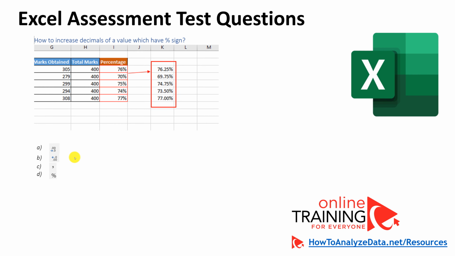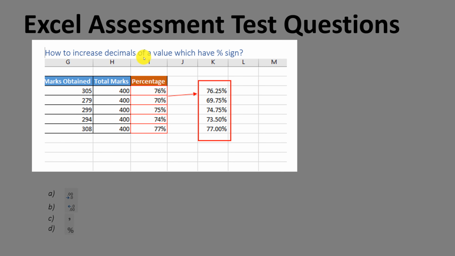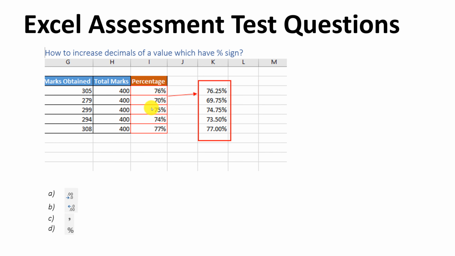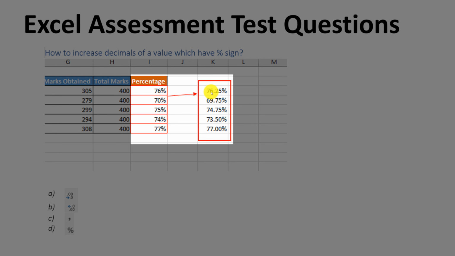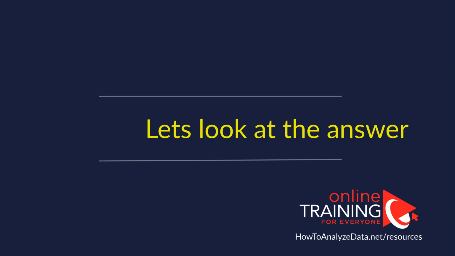Very often during an Excel assessment test, you might be tested on how well you know Excel formatting. One of the questions we see on the screen is in a similar category: how to increase decimals of a value which has a percentage sign. There are choices presented for you and an explanation of what exactly you're looking to accomplish. For example, you need to go from 76% to 76.25%, from 70% to 69.75% after rounding, and so on. There are 4 choices presented. So which one would you choose?